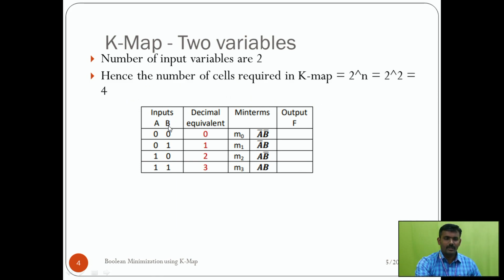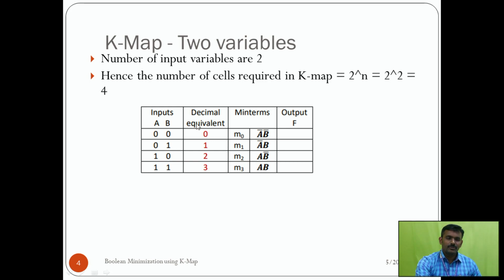We know the inputs are A and B, so the combinations will be 00, 01, 10, 11. If it is 00, the decimal equivalent is 0; 01 is 1, 10 is 2, and 11 is 3. So the equivalent minterms are M0, M1, M2, M3, which are represented by A bar B bar, A bar B, A B bar, and AB.